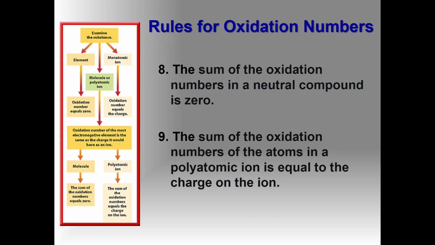The sum of the oxidation numbers in a neutral compound is 0. The sum of the oxidation numbers of the atoms in a polyatomic ion is equal to the charge of the ion. Nothing we've been doing differently. So oxidation number and charge are very similar concepts. There is a slight difference, but basically if you just treat it as charge, it should all work out to be the same.